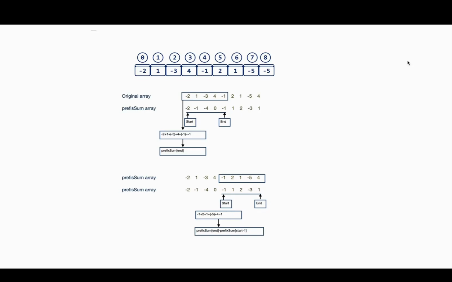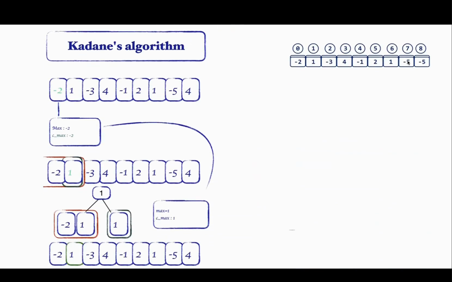Let's try with this algorithm. If we try with this algorithm, time complexity will be O of n. So this is our original array. Let's take the current maximum as the first element value, minus 2, and maximum also the first element value, that is minus 2. Now go to the next element, that is 1.